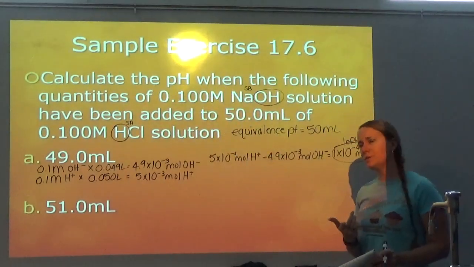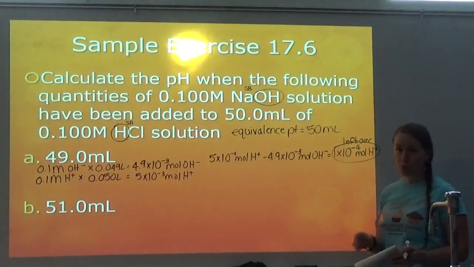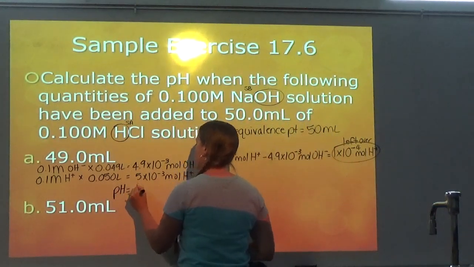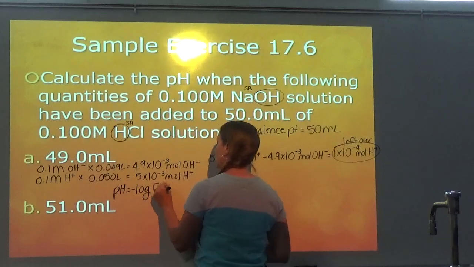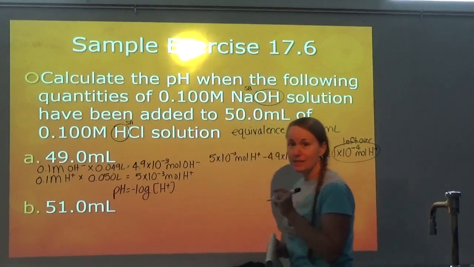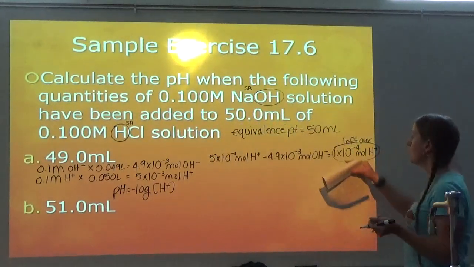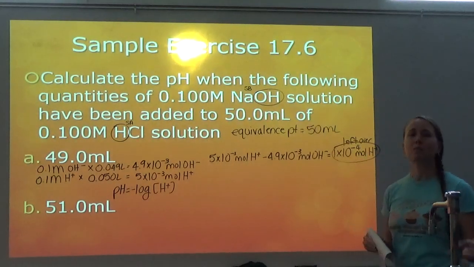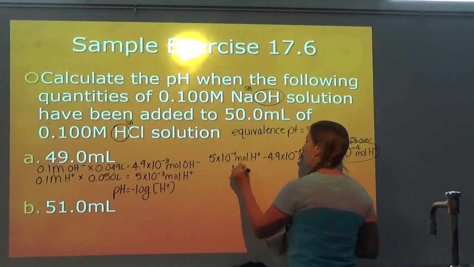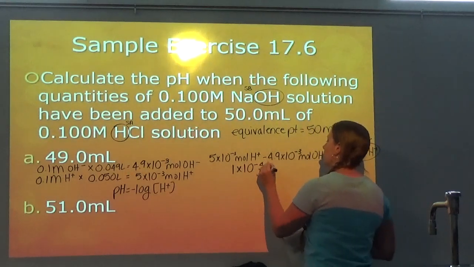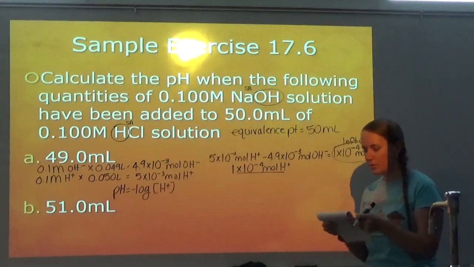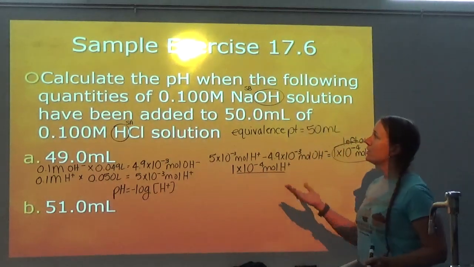So this is where you have to be careful, because right now we have moles. We know that to get pH, it's the negative log of the concentration of H plus. It's not the moles of H plus. So we need to change moles to molarity. And that's a step that a lot of people forget. So we have 1 times 10 to the negative 4 moles of H plus. So then what volume are we going to use? Are we going to use 49?